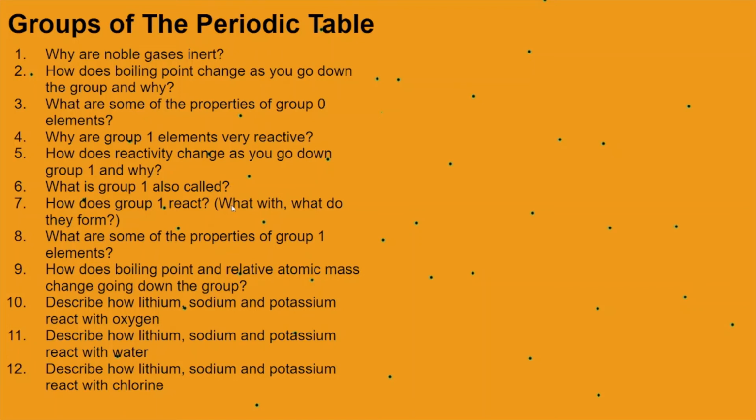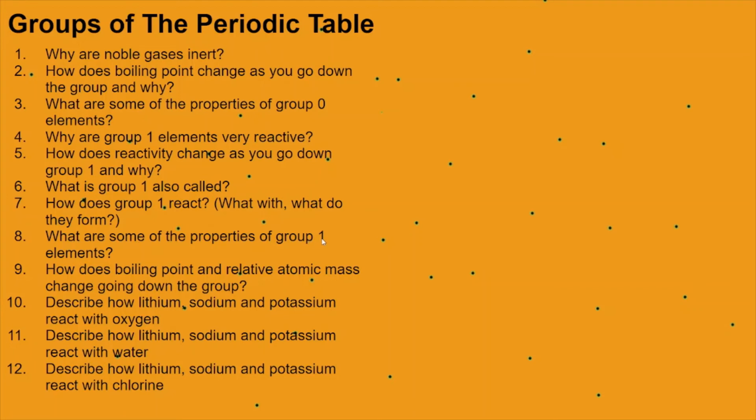Group 1 reacts with non-metals, generally group 7, because they can give their one electron to the group 7, which needs one electron to form that outer shell. They generally form ionic compounds, white solids that dissolve in water. We'll come on to the properties of ionic compounds again in the next video on bonding. That's another key thing in chemistry.